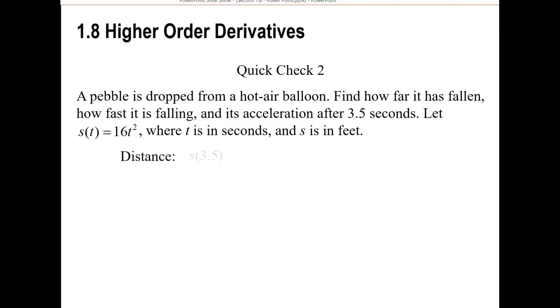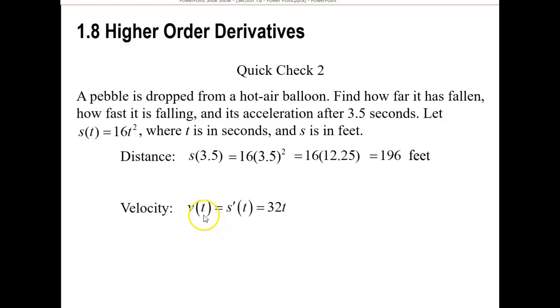All right, distance. It means just s of 3.5. The s is the distance function. So 16 times 3.5 squared, 16 times 12.25, or 196. And it says that our s is measured in feet. That would be our unit.